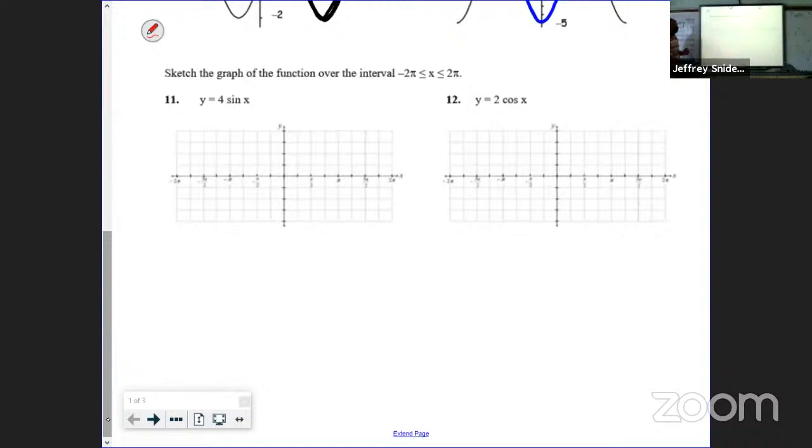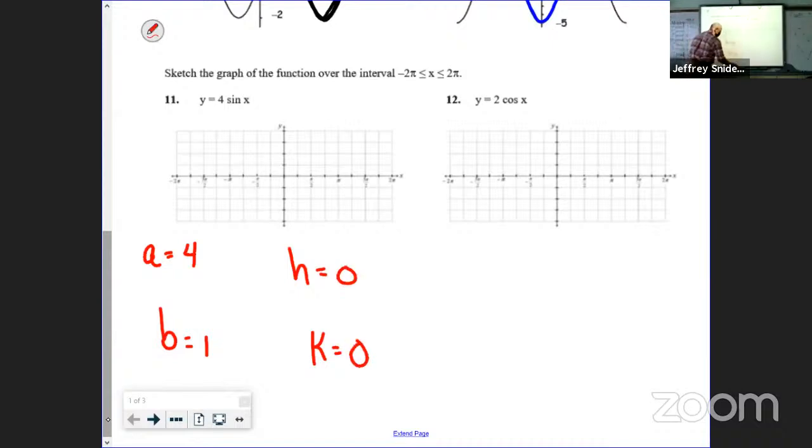So when I did this, I went through and I always did what? Wrote down A, B, H, and K, because each one of those has an effect on the graph. All right, so what's the value of A? 4. What's the value of B? 1. What's the value of H? 0. And the value of K is 0. Now let's remember what these do. That's the amplitude. That affects the maximum and the minimum. This is going to affect the period. It squishes it or stretches it horizontally. So this changes the period.